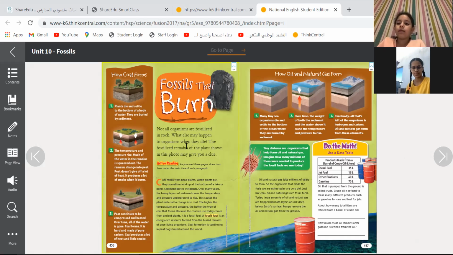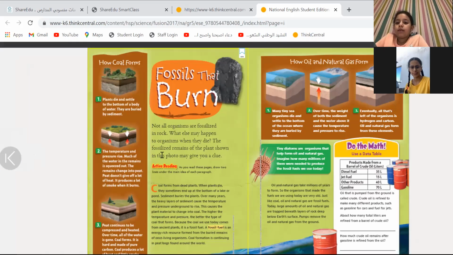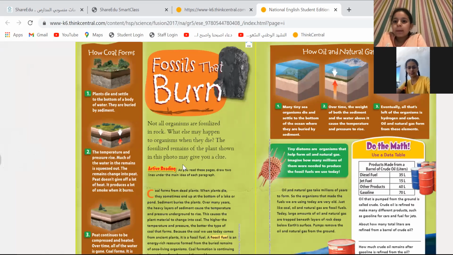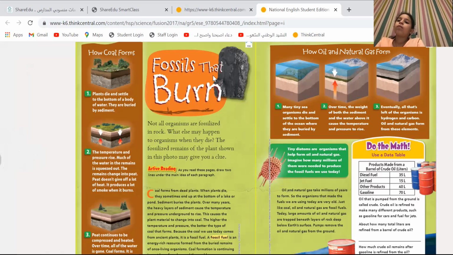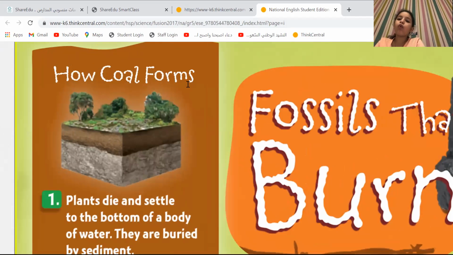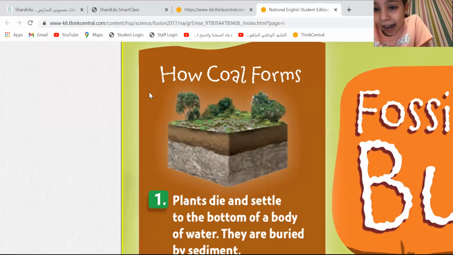That's correct. The fossilized remains of the plants shown in this photo may give you a clue. Look over here, this one. It is the remains of fossils. What happened to it? It became coal, black. It became coal. But how? Now you are going to learn how coal forms. Yes, fossils can turn to coal.